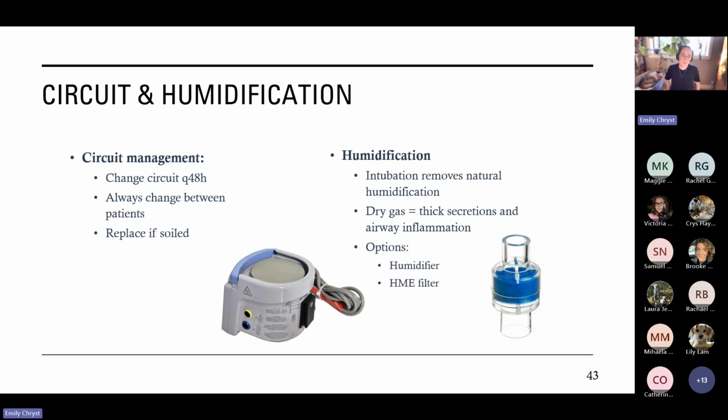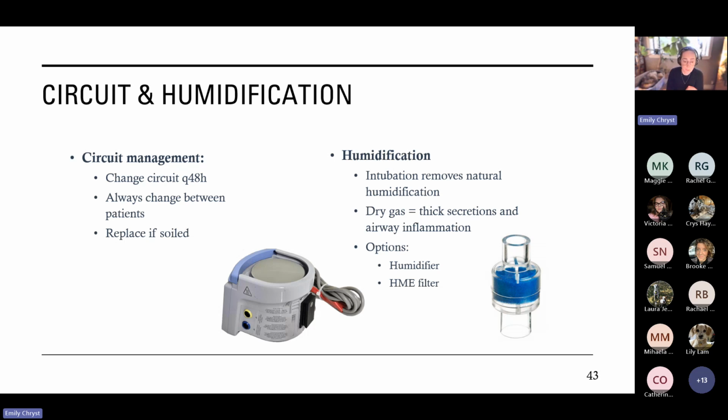But then we also have to manage our humidifier. So intubation is going to remove natural humidification through the nose. So when we bypass the upper airway, we lose that humidification, which is going to make our secretions thicker, stickier, and can cause inflammation in the airways. So humidification is directly tied to airway health and airway patency.